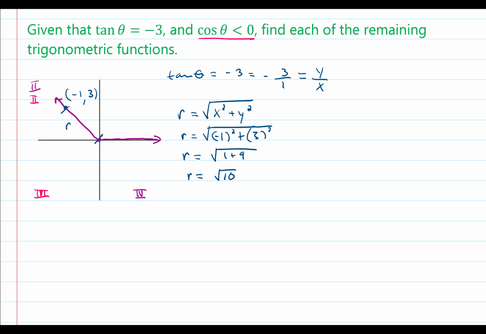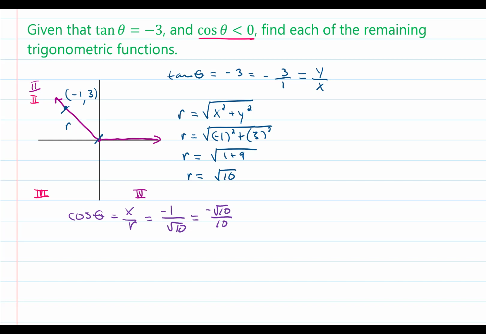So now that we have r, we can go ahead and write our 5 remaining trigonometric functions in terms of x, y, and r. So what we know is that cosine of angle theta is equal to x over r, which in this case is going to be -1 over square root of 10. Now, if you are required to rationalize the denominator, that means you should multiply the numerator and denominator by square root of 10. This would result in negative square root of 10 over 10.